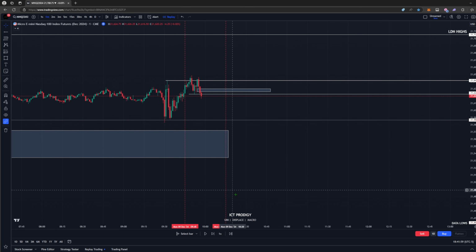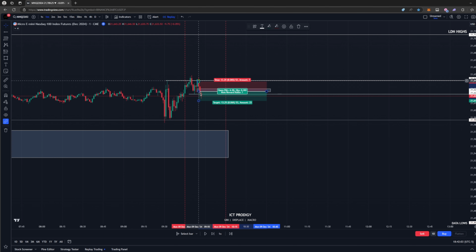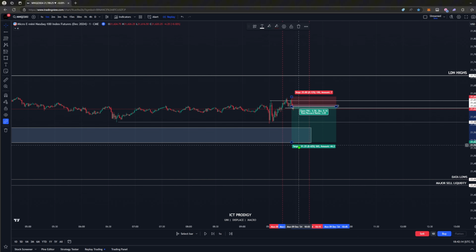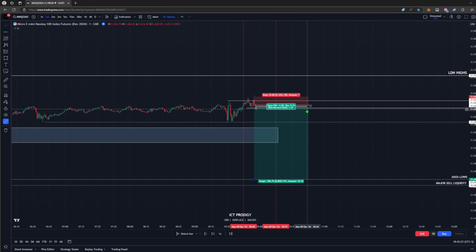So this is beautiful. It's very simple now. All you would do is put your short position, your stop above the highs, which is 25 points. You can see that's a valid stop because it is above the highs. And all you want to do is target either the data lows or the major sell side liquidity. I think on this trade we targeted the daily low, or the data low, sorry.